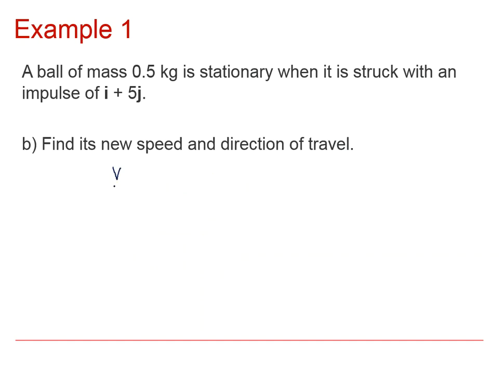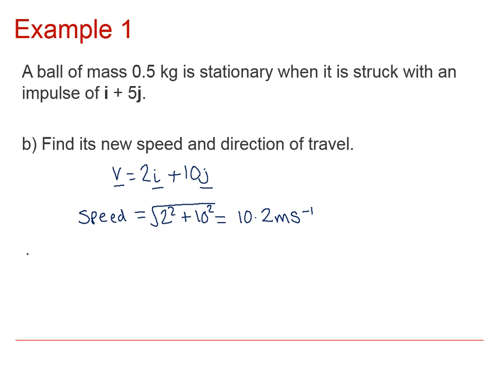Now that we have the final velocity, we can use it to find the new speed and direction of travel. So we remember from the previous slide that the final velocity is 2i plus 10j, and the speed is just the magnitude of this vector. So that is the square root of 2 squared plus 10 squared. So the final speed is 10.2 meters per second. Now, as I mentioned previously, it's good to draw yourself a little diagram so that you can have an idea of what kind of angle you are expecting. We can see here that the angle that we're making with the i direction is positive. So tan theta is going to be 10 over 2, which leaves us with an angle of 78.7 degrees, which fits with our diagram.